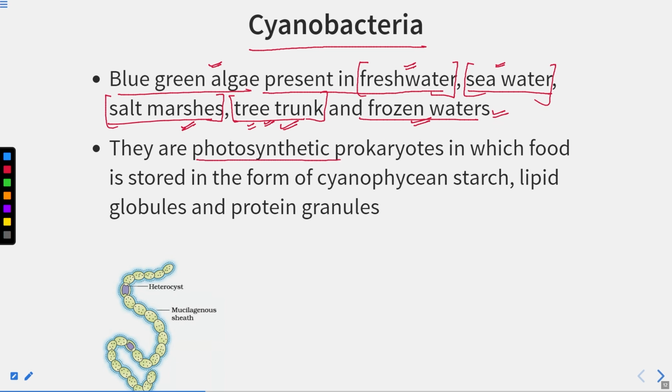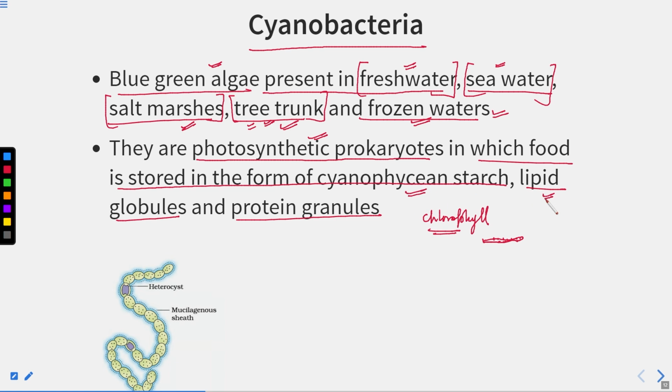They are photosynthetic prokaryotes, meaning prokaryotic cells, they do not contain chloroplast, but yes, they do contain chlorophyll, right? In them food is stored in the form of cyanophycean starch, lipid globules and protein granules. So they can make their own food. They can do the process of photosynthesis because they do contain chlorophyll, because some lamellae-like structures are there, membranous lamellae on which the chlorophylls are attached. Now this chlorophyll is helpful in doing the process of photosynthesis, right? And in this photosynthesis, they store cyanophycean starch, they store the food material in the form of lipid globules and also protein granules.